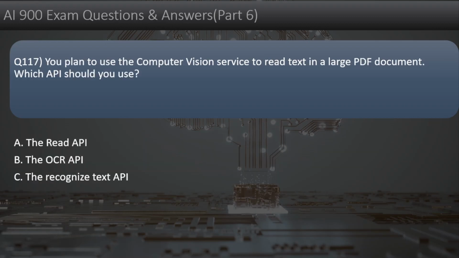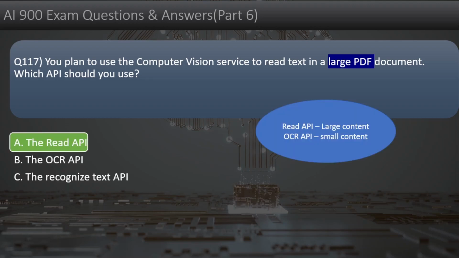You plan to use the computer vision service to read text in a large PDF document. Which API should you use? Option A, the read API. Option B, the OCR API. Option C, the recognize text API. The answer is the read API. This is for large content and the OCR API is for small content. In the question it's specified there is a large PDF document, so the answer is the read API.